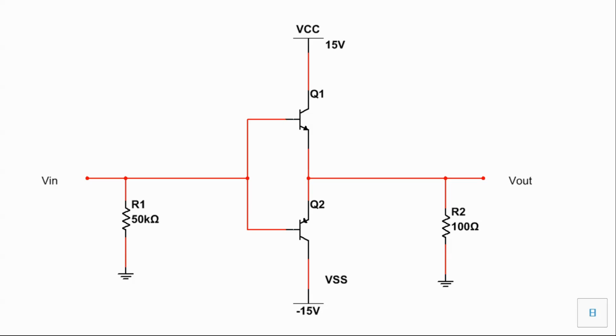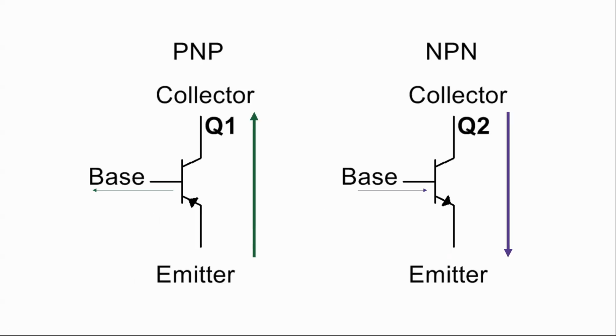Alright, there we go. So to understand what bias current is, we need a basic understanding of a push-pull amplifier. So, on the left we have a PNP transistor, and on the right we have an NPN transistor. The arrows show how conventional current flows through the transistor.